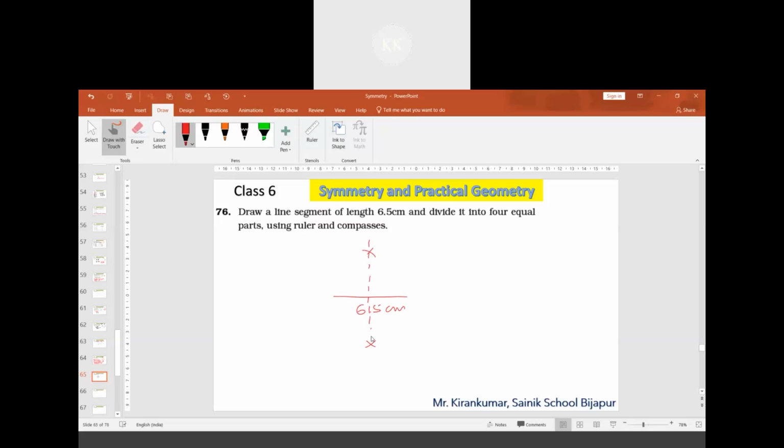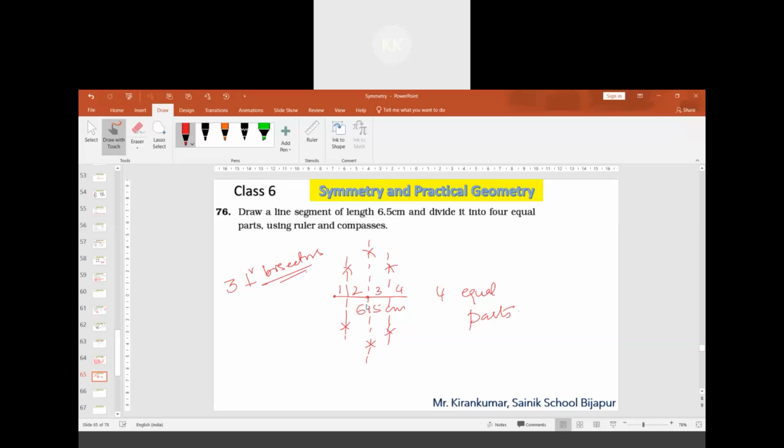Now it has become 2 equal parts. Now consider this length, and make another perpendicular bisector for this line segment. So totally 1, 2, 3, 4 equal parts are made. So what you have to do is 3 perpendicular bisectors are to be drawn.